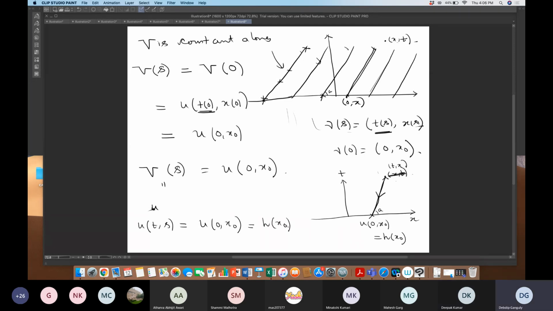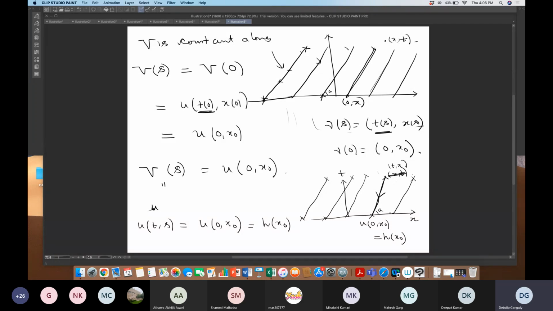But x naught is arbitrary, right? You have to specify what x naught is. Any point it will hit here, some x naught. So you have to find that point, right? Because u is constant along this line, that means u at t, x should be equal to u at 0, x naught.